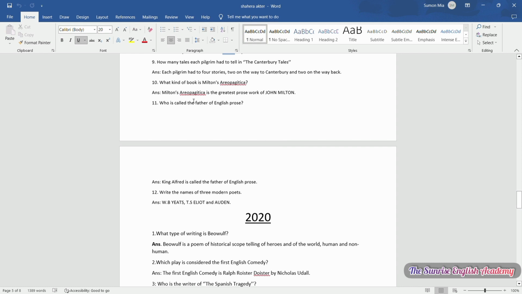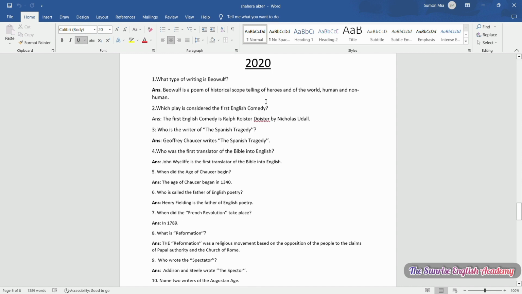11. Who is called the father of English prose? Answer. King Alfred is called the father of English prose. 12. Write the names of 3 modern poets. Answer. W.B. Yeats, T.S. Eliot and Auden. 2020 সালের ফার্স্ট কোশ্চেন হলো what type of writing is Beowulf? Answer. Beowulf is a poem of historical scope, telling of heroes and of the world, human and non-human.